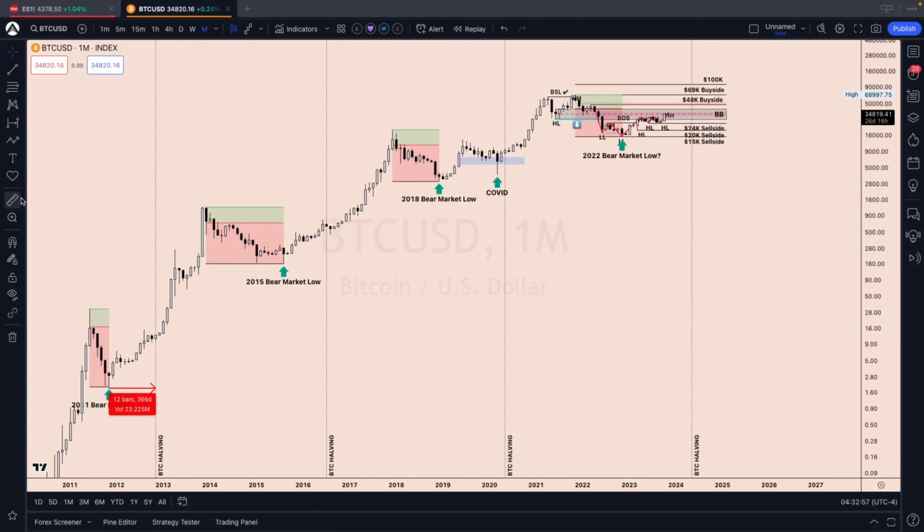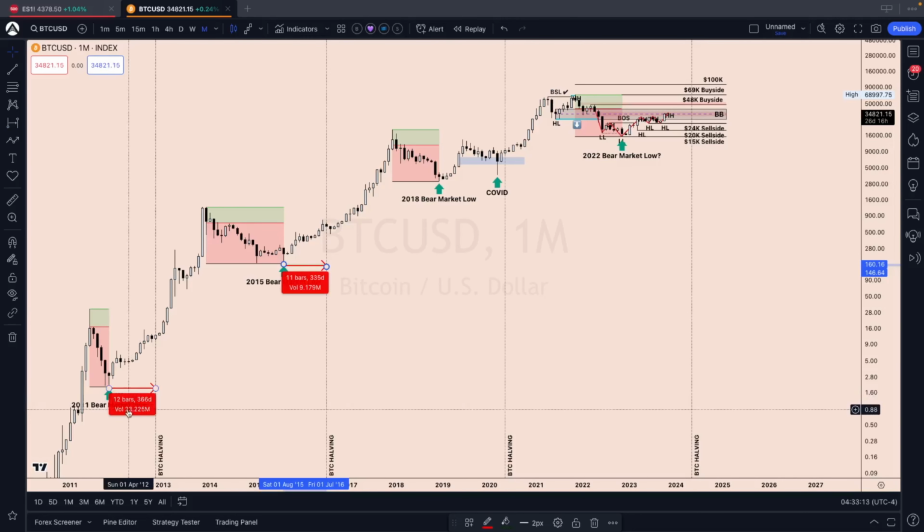Let's look at 2015. 2015 basically formed equal lows here. If we measure from the first low, that's 18 months. And if we measure from the second low, that's 11 bars, so 11 months.